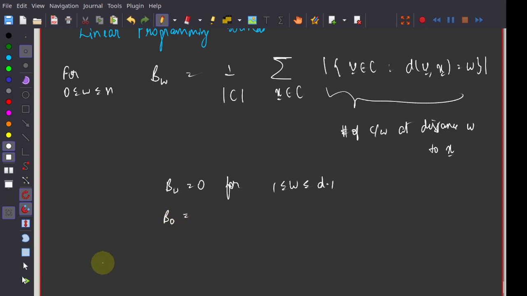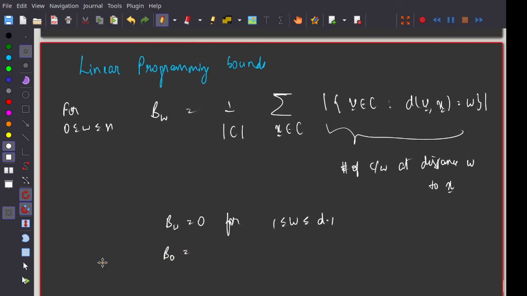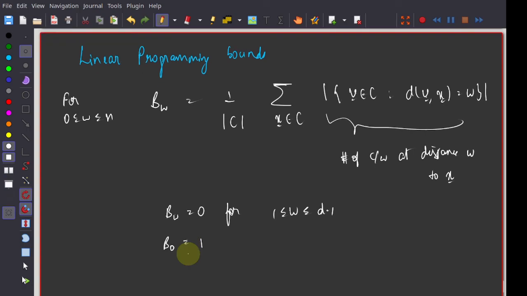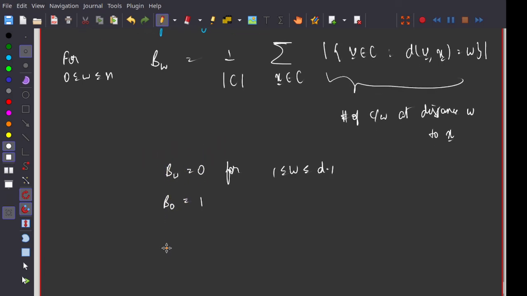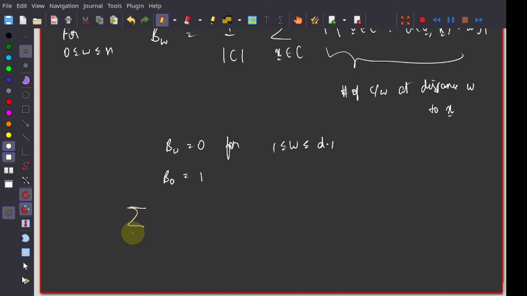What can you say about B_0? To every code word, what is the fraction of code words which lie at distance 0 to it, that is, itself? So basically this quantity is 1. So B_0 is equal to 1. So these are two constraints on these numbers B_w. And what can you say about the summation over all w from 0 to n?